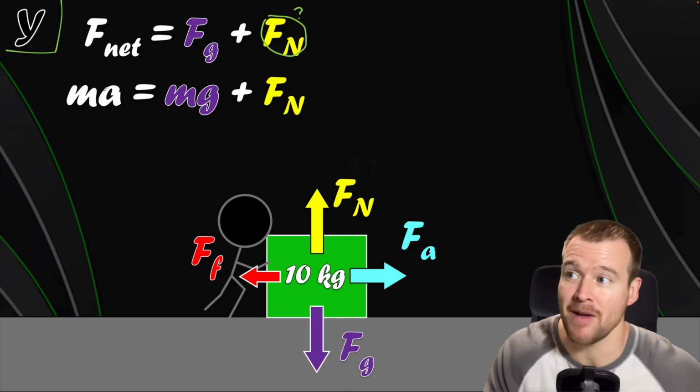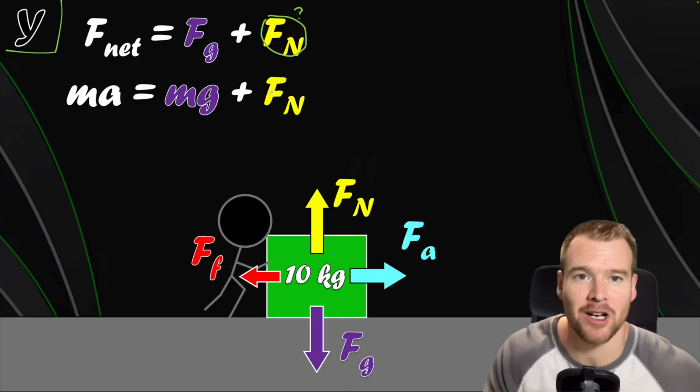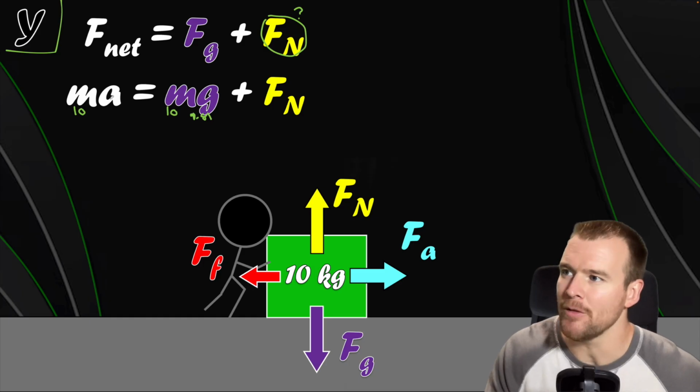So let's plug in here. We have ma for F net, mg for Fg. I'm trying to figure out Fn. So let's plug in our numbers. We know this is going to be 10. 10's the mass in both cases. This one, 9.81. A little messy, but you get the idea. But I'm kind of left with this acceleration. What is the acceleration in this case?